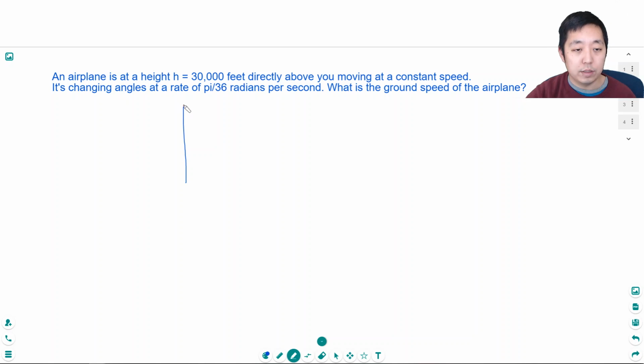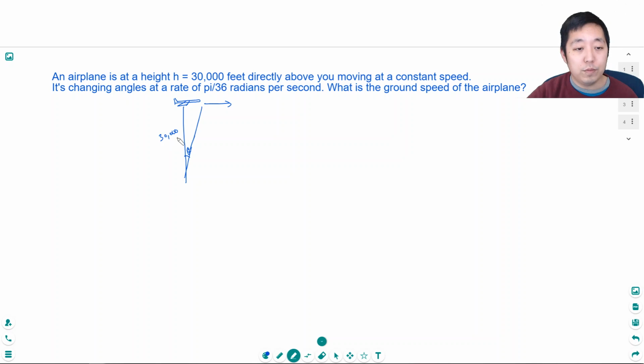I've got a little airplane here. I don't want to draw an airplane, but you guys can be awe-impressed by my drawing skills. It's 30,000 feet. And what they're saying is, as it's moving this way, it's making an angle, theta. So let's just be clear: 30,000 refers to this side here, how high it is above the ground. We're going to assume it's flying horizontally. So it makes some angle.